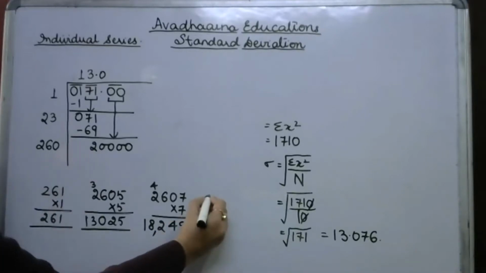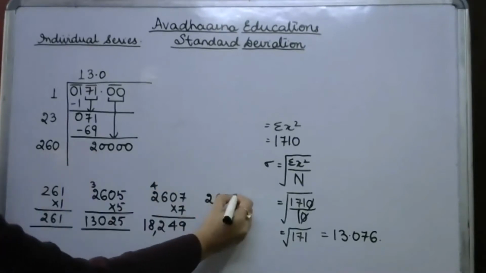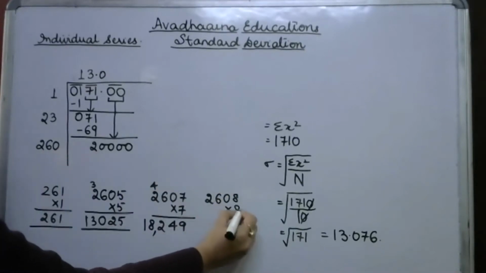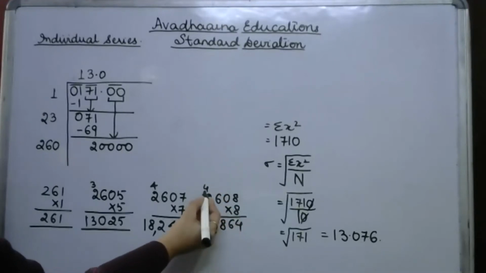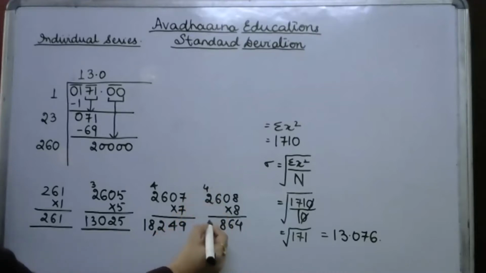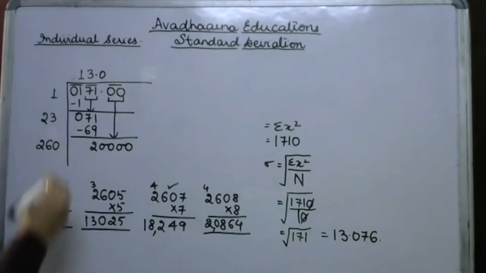So let's try for 2608, multiplied by 8. 8 8s are 64, 6 8s are 48, 4, 8 2s are 16, 17, 18, 19, 20. So this is 20,864, which is greater than 20,000. So beta, which one will go? Obviously, the next digit will be 7.